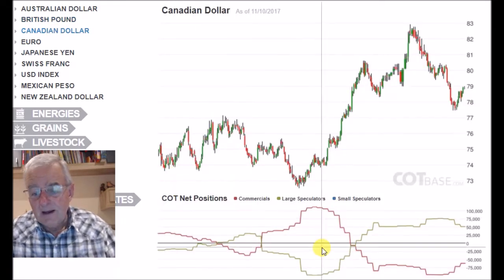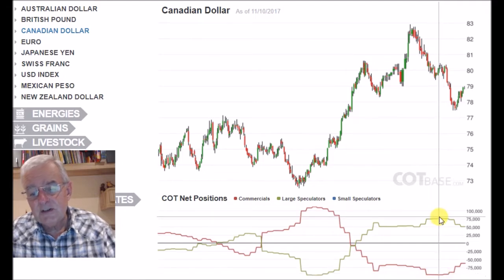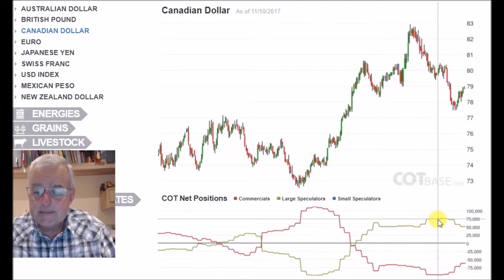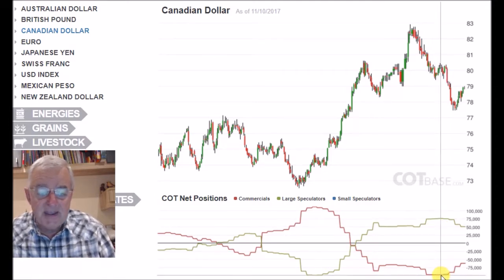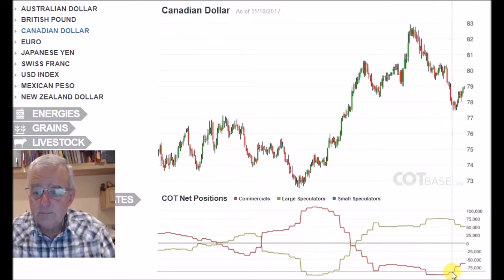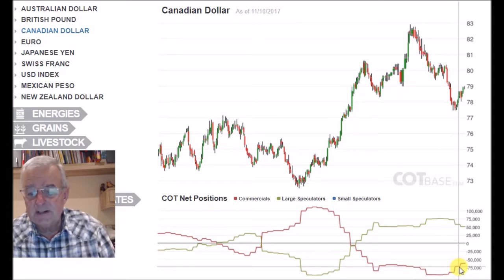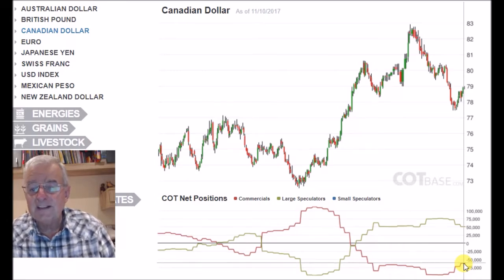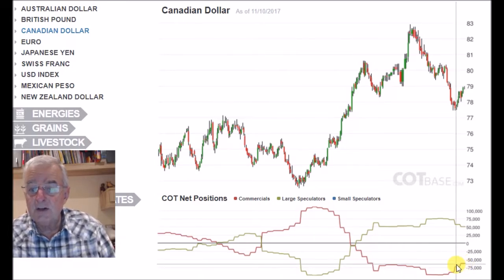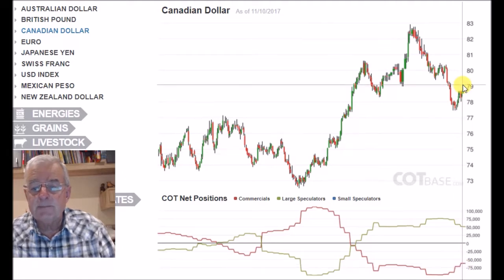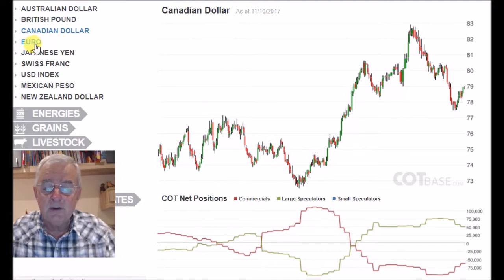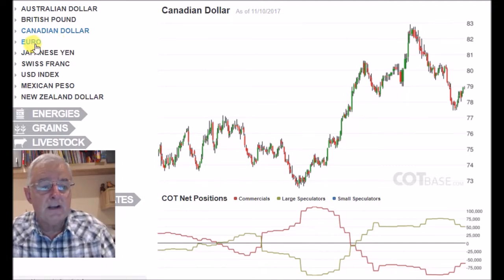Canadian dollar. Well, we've seen an extreme position here for the commercials against the speculators. This is the most bearish that the commercials have been for a long time. As we've come down in price, we have actually seen the commercials selling off. We've had a little bit of recovery over the last couple of weeks, and I'm expecting more selling on the Canadian dollar. So I'm expecting the USD CAD to go up in value.